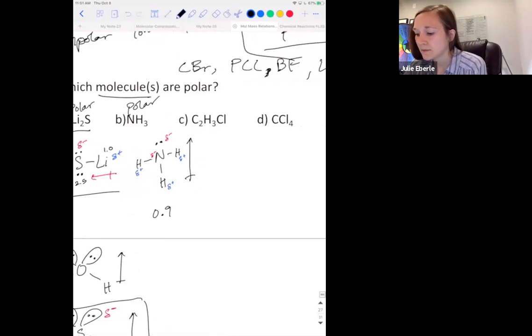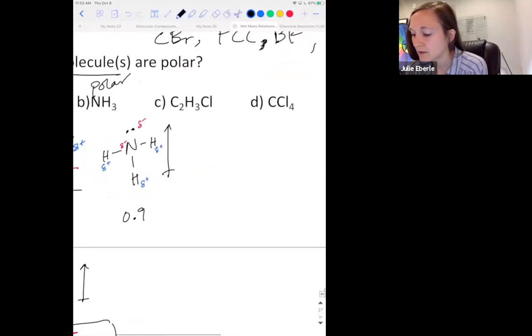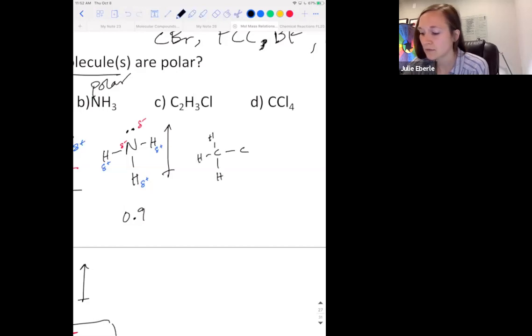Okay, C2H3Cl. How do we draw C2H3Cl? We've got 2 carbons. I'm just going to go ahead and connect our carbons. We've got 3 hydrogens and a chlorine. Can I do this? Can I put all 3 hydrogens on this carbon? And then put a chlorine over here? Can I do that? Anybody have a problem with that?